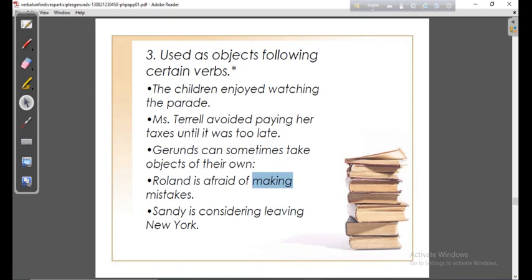So here mistakes is the object of the gerund making, and that is why they say gerunds can sometimes take objects of their own. Gerunds can take objects like this sentence. Roland is afraid of making mistakes. Sandy is considering leaving New York. So leaving is the gerund here, and it has taken another object, that is New York. Okay. So another important point, that gerunds can sometimes take objects of their own.